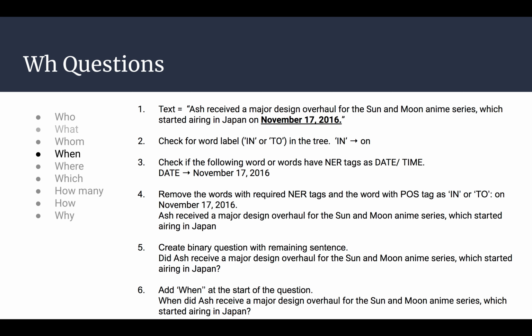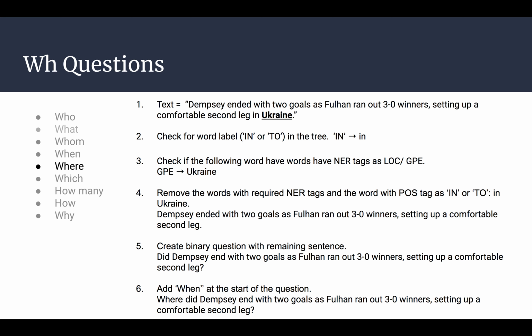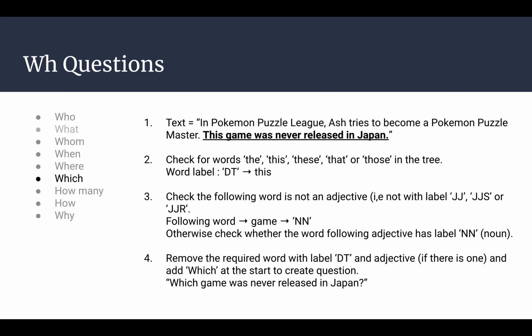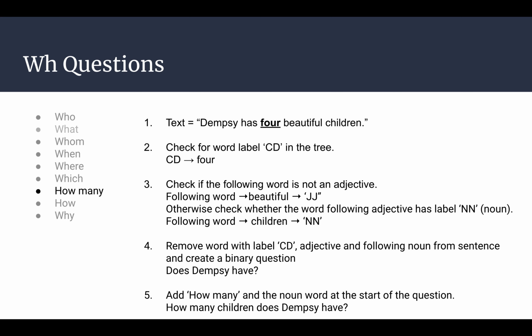We follow a similar approach for when, except we instead rely on the NER tag for date or time. We do the same process where we remove words, create a binary question, add a word. We do essentially the same thing with where, except we look for location or GPE tags. In the case of which questions, we look for determiners and check whether or not there's an adjective following the determiner. We then remove the determiner and the adjective if it exists, and keep the noun and append which in front of the noun. For how many, we check for the cardinal tag and again whether or not there's an adjective, and follow essentially the same approach.